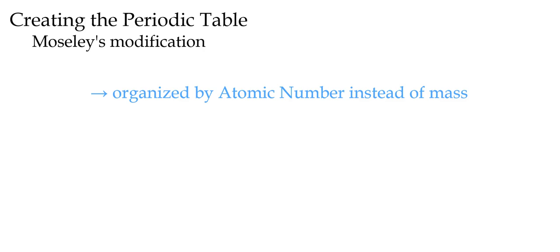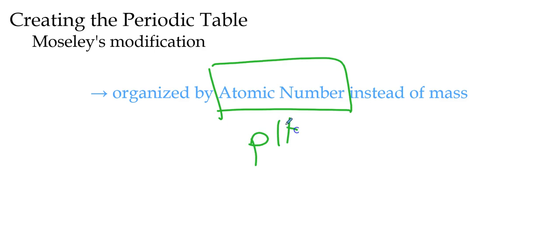So there's a guy named Moseley, and he fixed this problem by simply saying that instead of looking at the atomic mass, let's look at the atomic number. So the number of protons. He said if we just organize everything by the number of protons, then it fixes all of our problems. We don't have to make any exceptions to any rules, and everybody is happy. So now the periodic table is organized by atomic number and not by atomic mass.